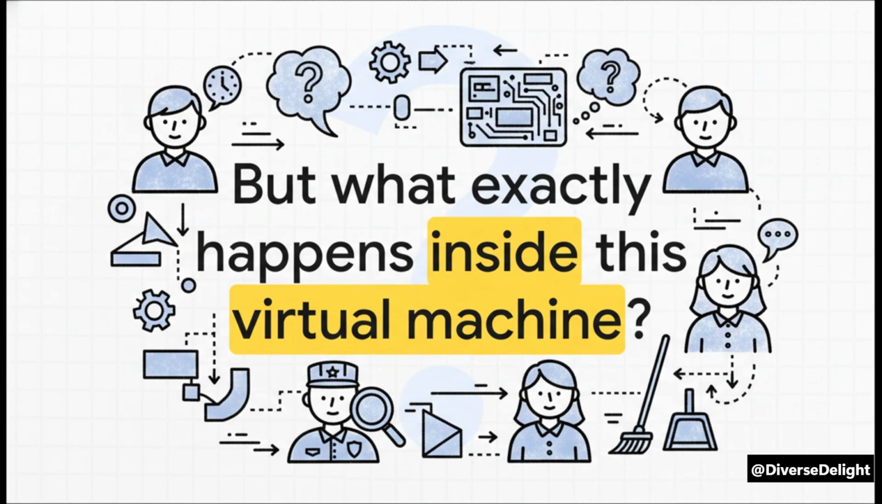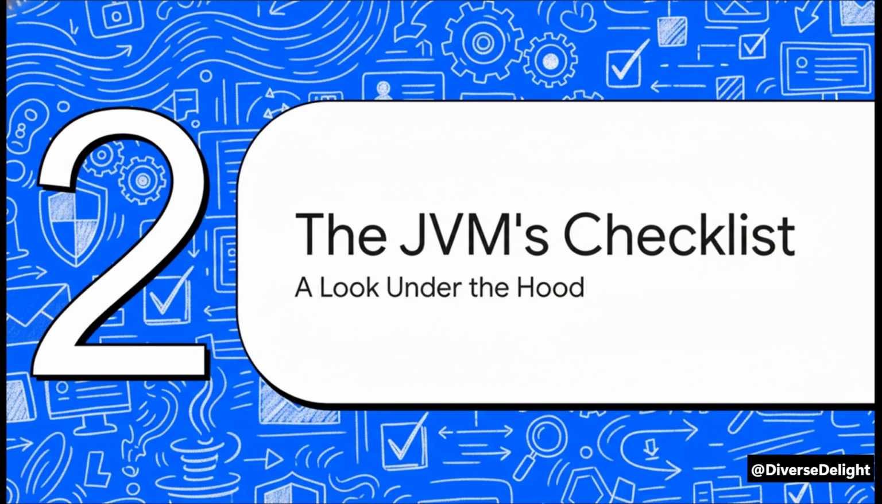Okay, so we know it translates. But it's so much more than that. It's a busy manager, it's a security guard, and it's even a housekeeper, all rolled into one. So what is really going on inside the mind of our virtual translator? Before a single line of your program actually runs, the JVM goes through this very specific pre-flight checklist. It does all this to make sure every program is going to run smoothly, efficiently, and maybe most important of all, safely. So let's pop the hood and take a look.